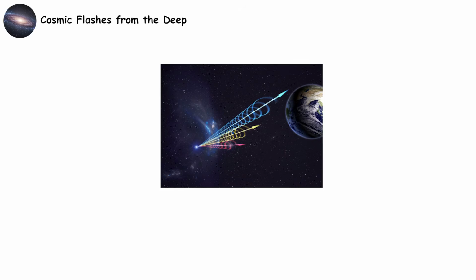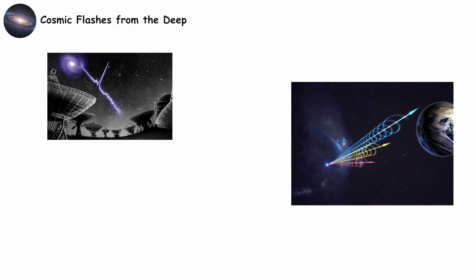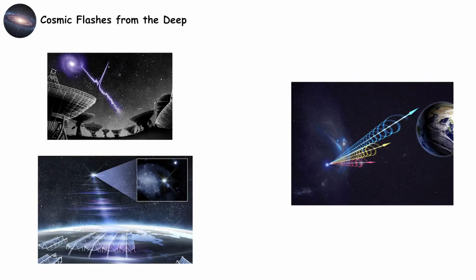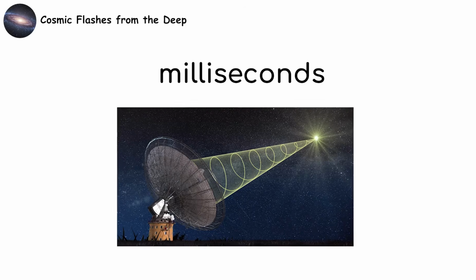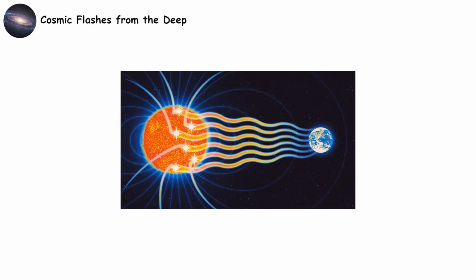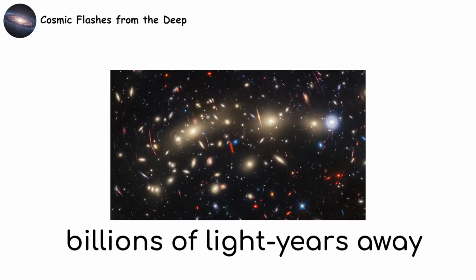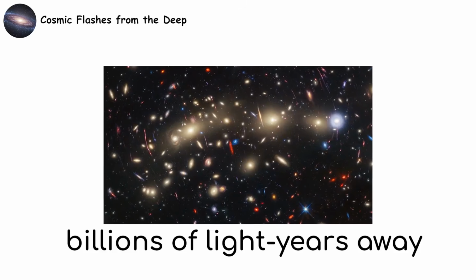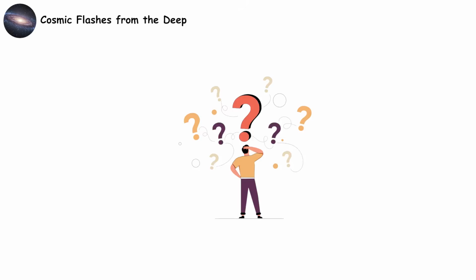Fast radio bursts are among the strangest phenomena in modern astronomy. They're intense flashes of radio waves that last only milliseconds, but release as much energy as the sun emits over several days. They come from distant galaxies billions of light years away, and for years, astronomers had no idea what caused them.